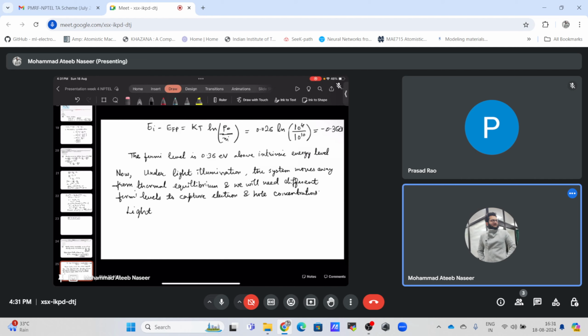Light illumination generates 10 to the power of 12 per centimeter cube electron-hole pairs. So delta n and delta p are simply 10 to the power of 12 per centimeter cube. That is the excess electron and hole concentration generated by this light. So the electron concentration will now be simply the equilibrium concentration plus this delta n.